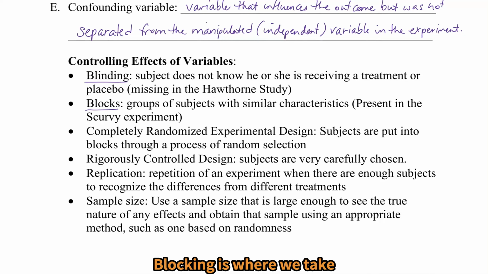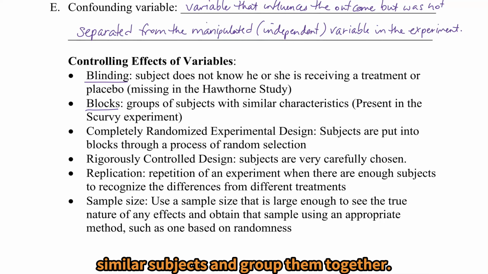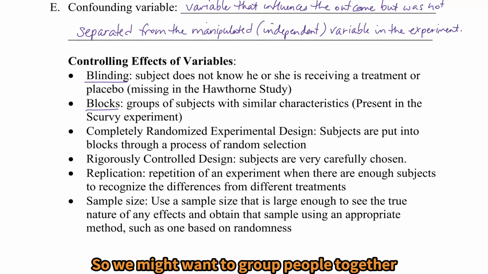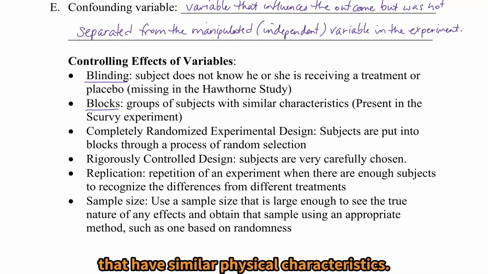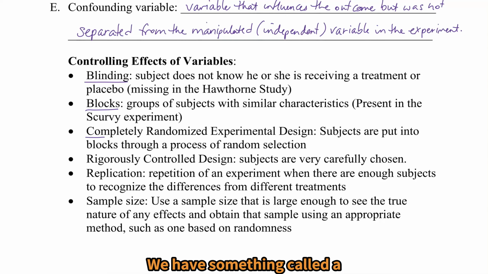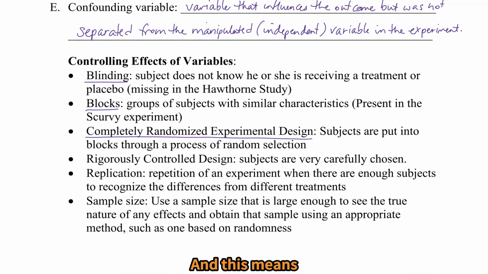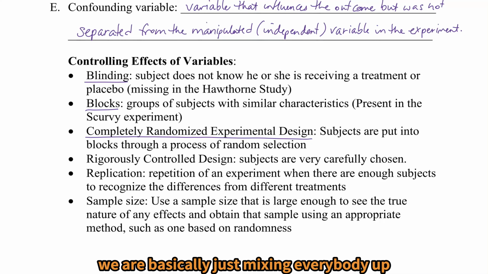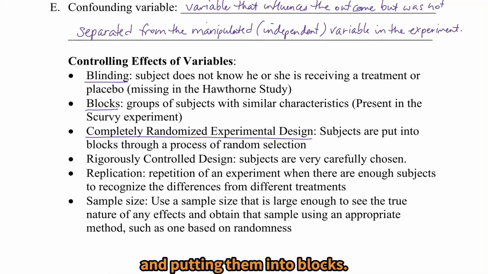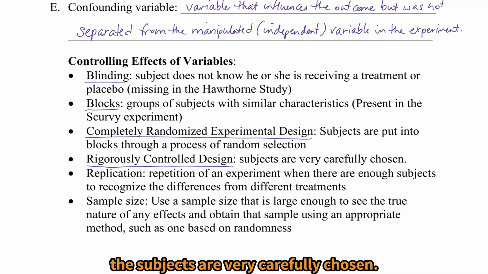Blocking is where we take similar subjects and group them together. So we might want to group people together that have similar physical characteristics. We have something called a completely randomized experimental design, and this means we are basically just mixing everybody up and putting them into blocks. A rigorously controlled design, the subjects are very carefully chosen.